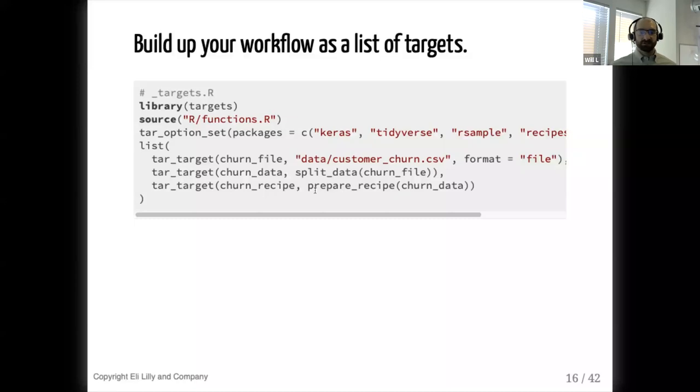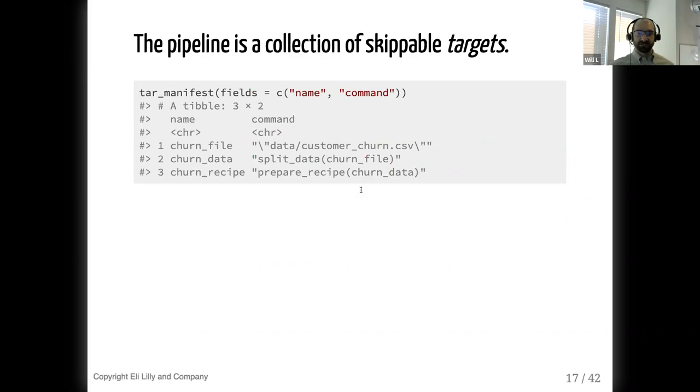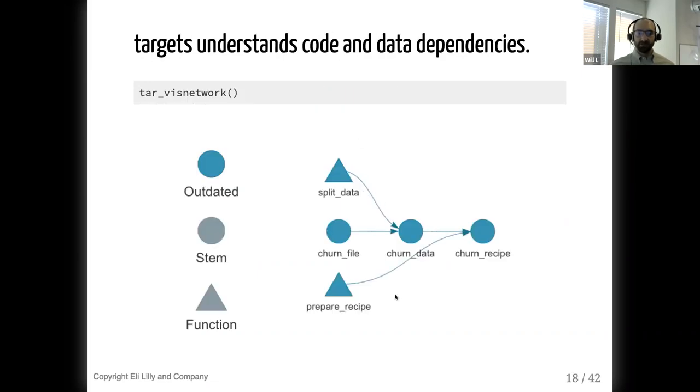One of the things targets does is it analyzes your code statically for dependency relationships. So it will know that you mentioned the symbol churn data inside the churn recipe target, and so there's this dependency relationship. Likewise, there's a dependency on prepare recipe because this symbol is here. And so what targets does internally is arrange these steps in a directed acyclic graph where the dependencies among functions and among targets are clearly laid out. So churn recipe depends on churn data, not because it's listed later, but because it uses this churn data target upstream.